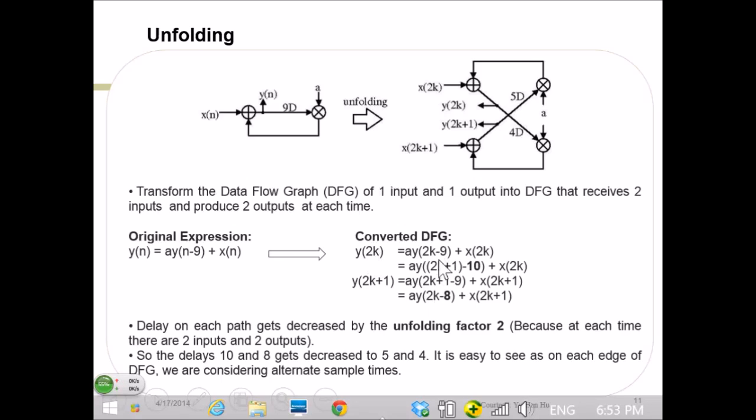So simply I substituted this one. If you see this one, 2k plus 1 minus 10, essentially instead of this 10 delays, because I'm operating at 2 samples per clock, the 10 becomes 5 delays here. And similarly, instead of 8 here, this one becomes 4 delays. So now you have a different data flow graph that can compute 2 output samples.